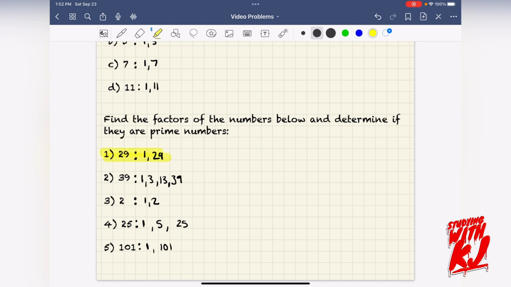So we know 1, which is 29, is a prime number. 2 isn't a prime number because it has more than 2 factors. It has 4 factors. 3, which is 2, is a prime number. 4 isn't a prime number, and 5 is a prime number.